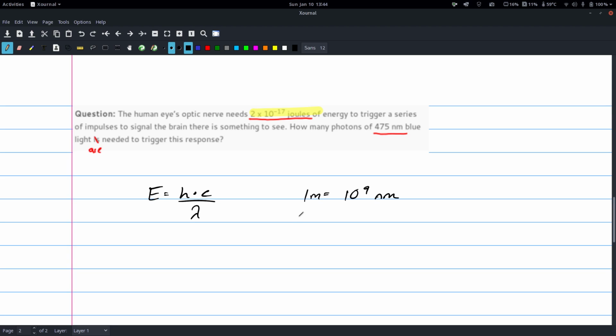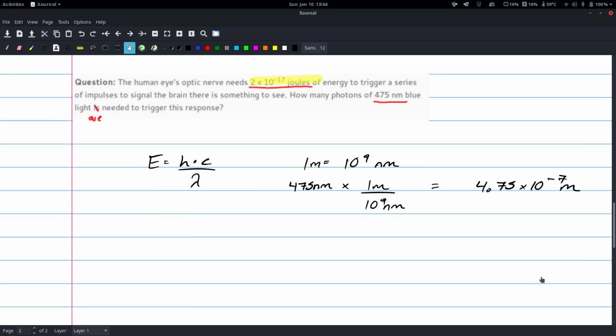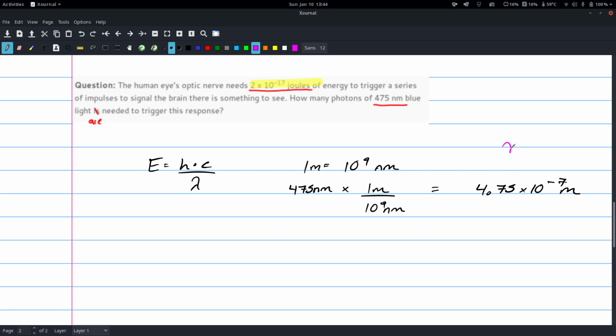So to do this, we're going to have 475 nanometers times 1 meter divided by 10 to the 9 nanometers. Alright, so anyways, we're going to end up with 4.75 times 10 to the negative 7 meters. So this is equal to lambda.